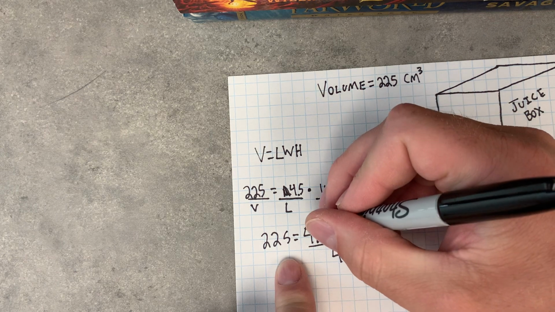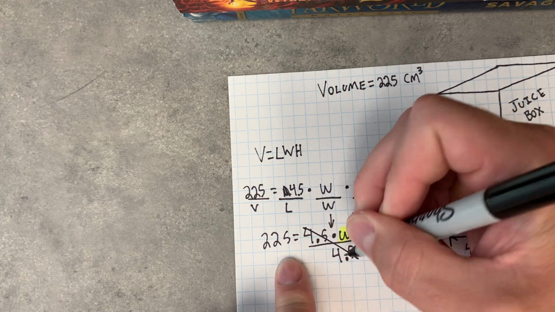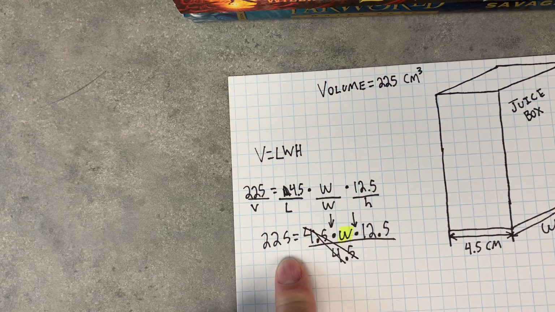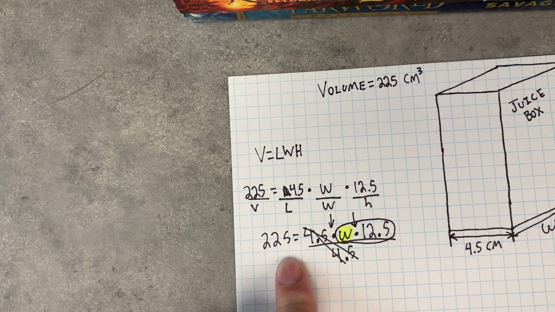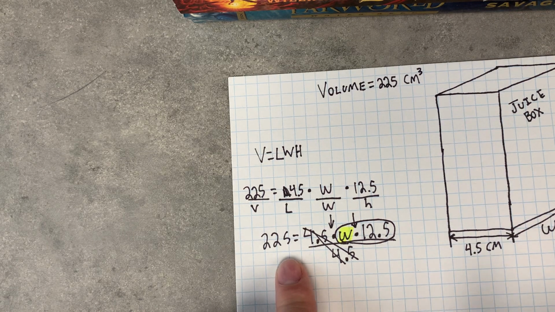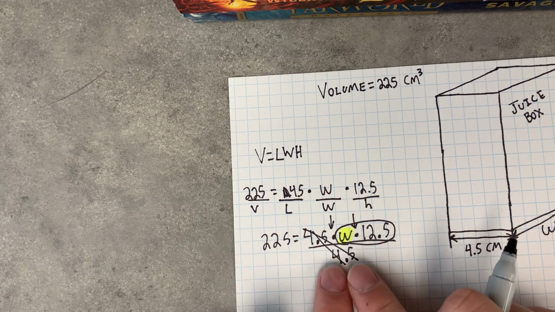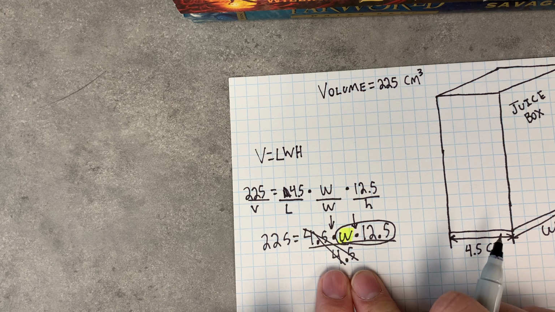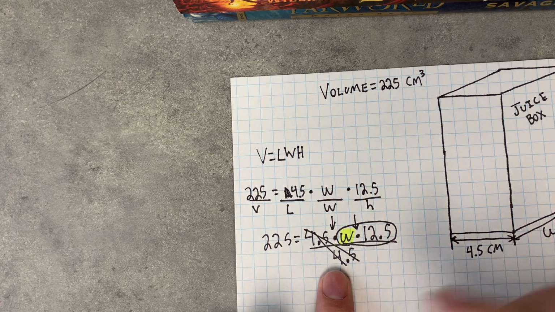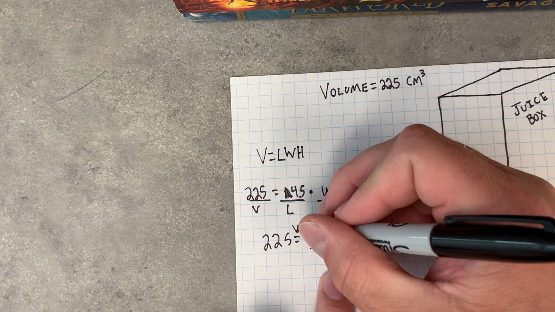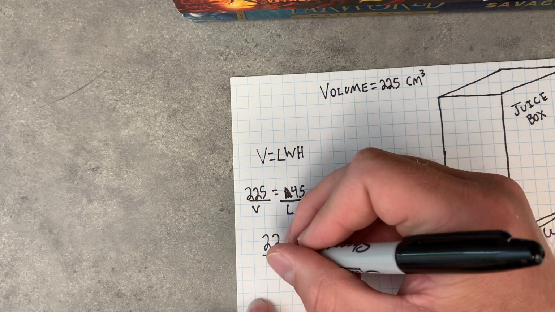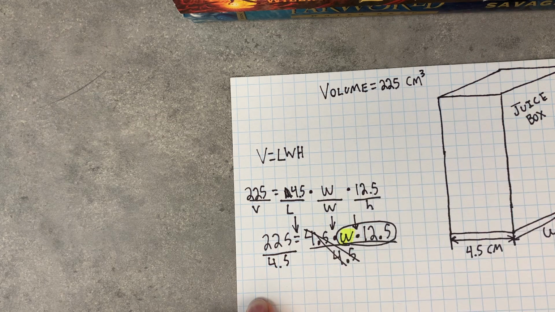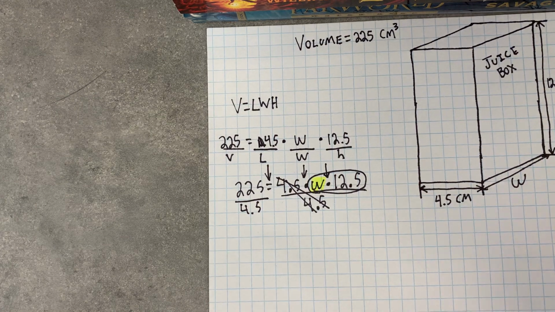And that means this 4.5 on top, those cancel out, so those are gone. So all we have left on the right side of the equal sign now is W times 12.5. So we've gotten rid of one of the numbers. But if you remember, what we've done here, we changed the value of the right side of the equal sign. We divided it by 4.5. So to make sure that we keep this equivalent, we need to divide the other side of the equal sign by 4.5 as well. So let's take it down here and let's find out what that is.